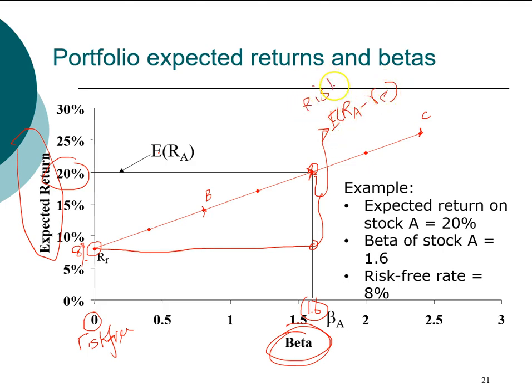Remember, we learned early on that this is defined as the risk premium. The risk premium is the rise, and the run is the beta of the stock. So the slope is the rise over run. It tells us how much risk premium we are earning per unit of risk that we are taking. So this is the formal relationship between risk and return that we can express in a graph. Let's take a look at another example.